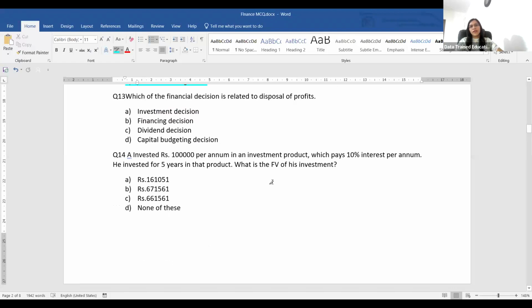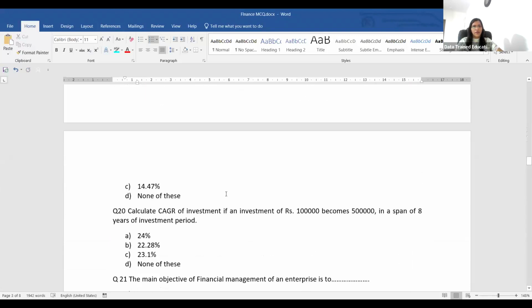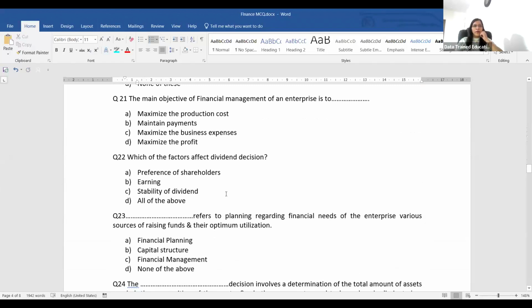Which of the financial decisions is related to disposal of profit? Investment, financing, dividend, capital budgeting. All right, this time all correct. So they are disposing the profit, that means they are providing the dividend. These are all numericals which I have copied. Okay, the main objective of financial management of an enterprise is to maximize the production cost, maintain payments, maximize the business expense, or maximize the profit. Easy. Right, maximization of profit.